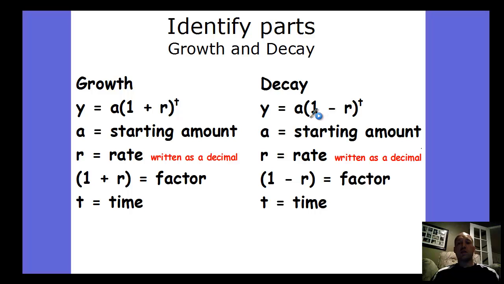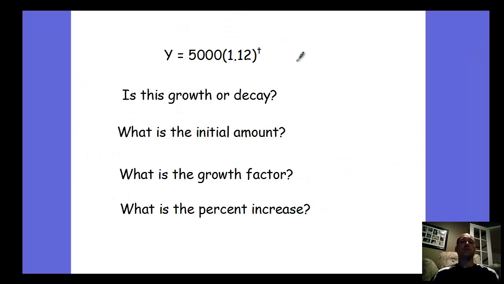So the number within this parenthesis, the base, is always representing the percent I have. And it doesn't matter if it's growth or decay, because if I'm growing 5%, I'm going to have 105%. If I'm decaying 5%, I'm only going to have 95%. So I always write down the percent I have.